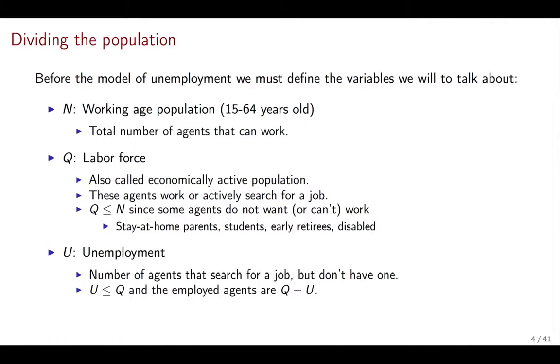And then the final group is going to be the unemployed. And so unemployment, U, is going to be the number of agents that search for a job but do not have one. And so that's going to mean that U is going to be a subset of Q, a subset of the labor force. And that's going to leave Q minus U as the total number of employed agents.